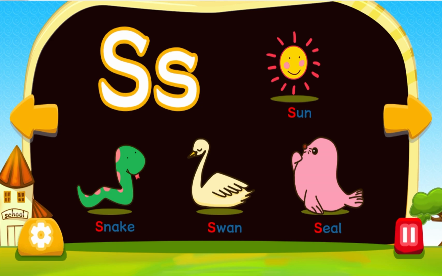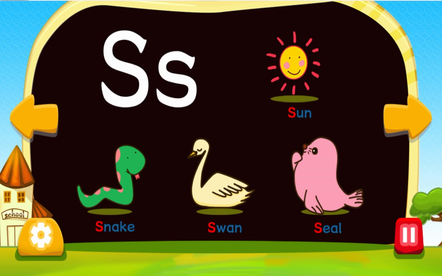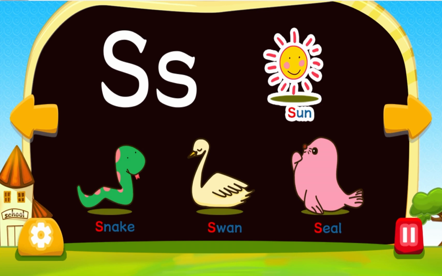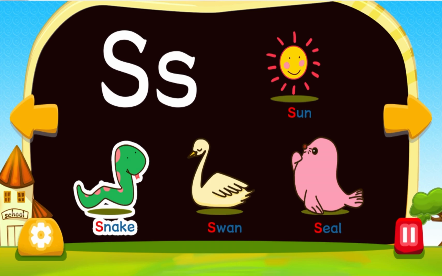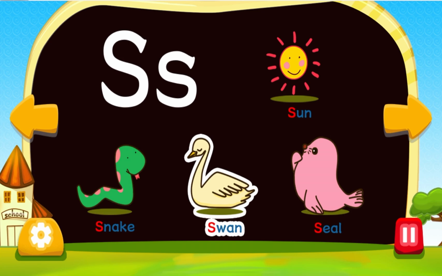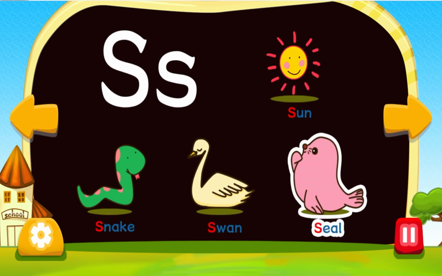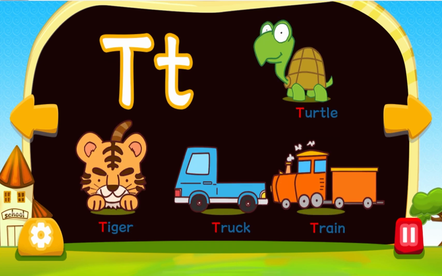This is the letter S. Sound of the letter S. S. Point and say. Sun. Snake. Swan. Seal.